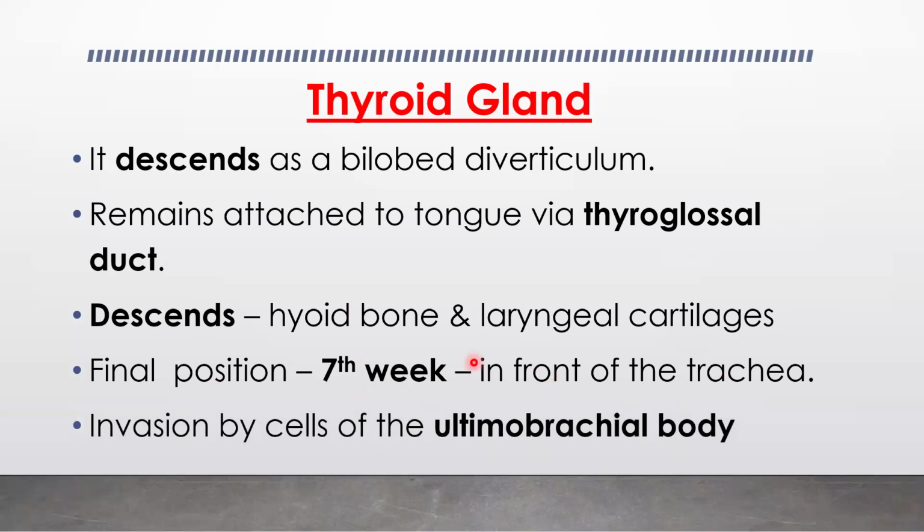Then this developing thyroid gland will be invaded by the cells of the ultimobranchial body to form the parafollicular cells. So that's the parenchymal aspect of the thyroid gland. What about the stromal aspect? The stromal aspect will come from the surrounding mesenchyme cells, which differentiate to form the capsule and the trabeculae, the septa that will divide this gland into various lobes and lobules. So the parenchyma comes from the endoderm, and the stromal aspect comes from the surrounding mesenchyme.